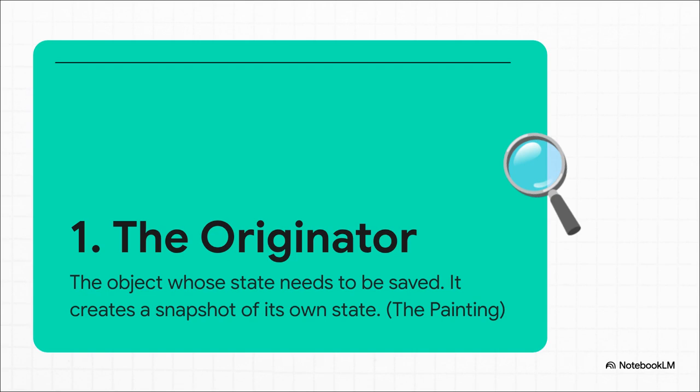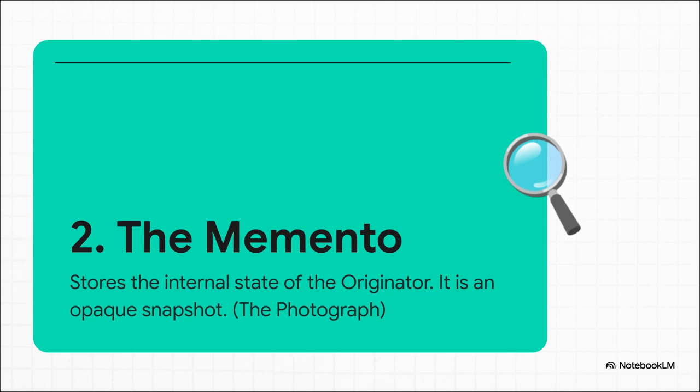This is the object that has the important state we want to save. In our analogy, this is the painting itself. The originator is the only one that truly understands its own internal complexity, so it's the one responsible for creating the snapshot. Next, we have the memento. This is the snapshot itself. Think of it like a photograph of the painting taken at a very specific moment in time.